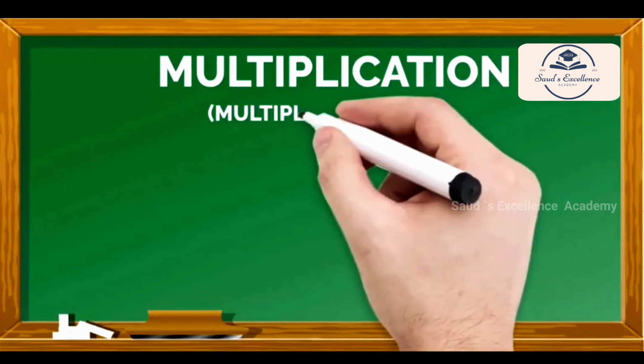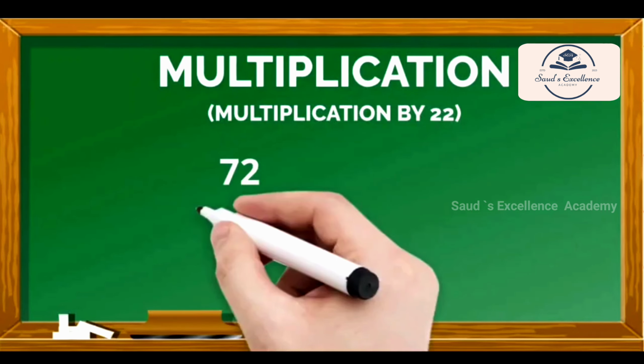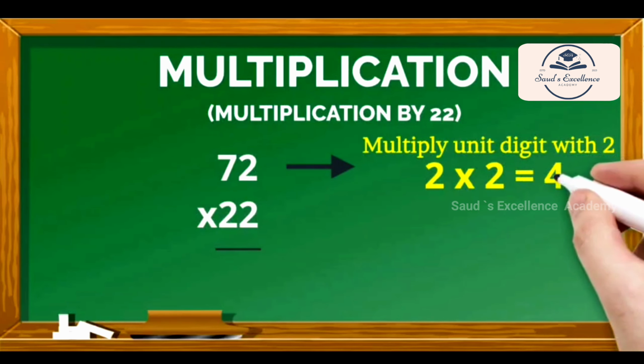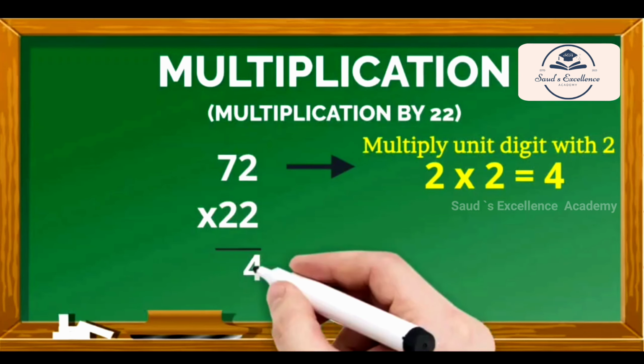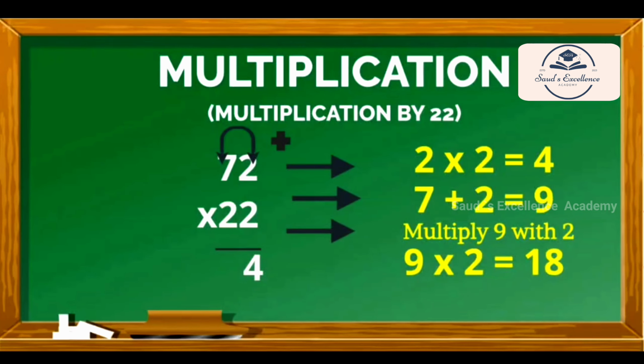Now we start with new example. Start with 72. Multiply by 22. We apply formula, make unit digit 2 to multiply with 2, get 4. We write 4. Next step, add unit and tens digit 7 plus 2 equal to 9. Now multiply 9 with 2, give us 18. For 18, we write 8.